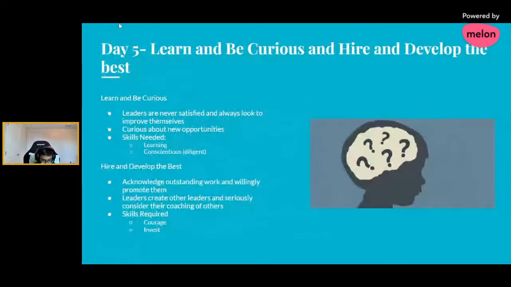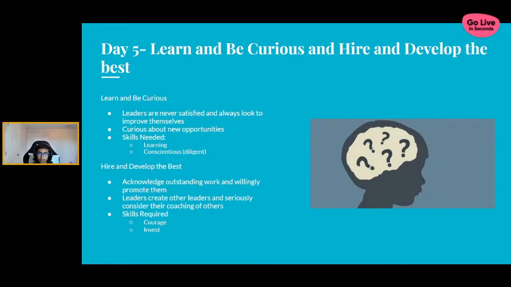Alright, let's finish up with the last remaining leadership principles. So learn and be curious, and hire and develop the best. Learn and be curious. Leaders are never satisfied, and they will always look to improve themselves. They must be curious about new opportunities. Skills needed include being able to learn and being conscientious or diligent.